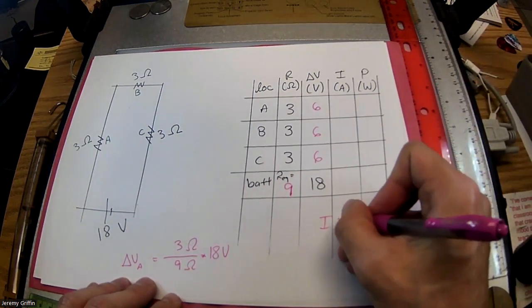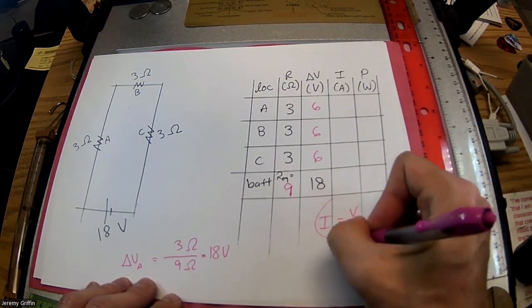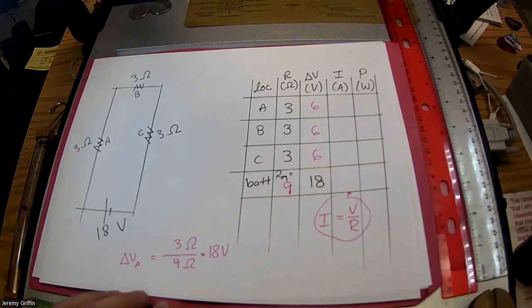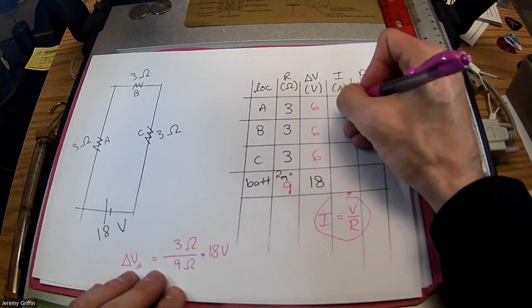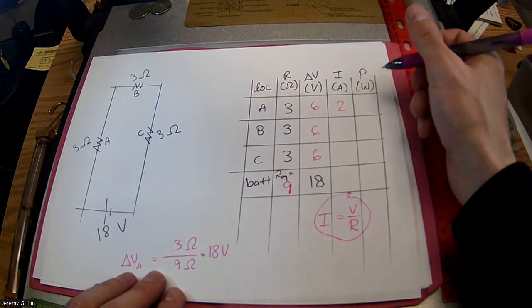Is current equal to voltage divided by resistance? That's Ohm's law, I equals V over R. Okay, 6 volts acting on 3 ohms. Is that like 2 amps? Okay. How about here?